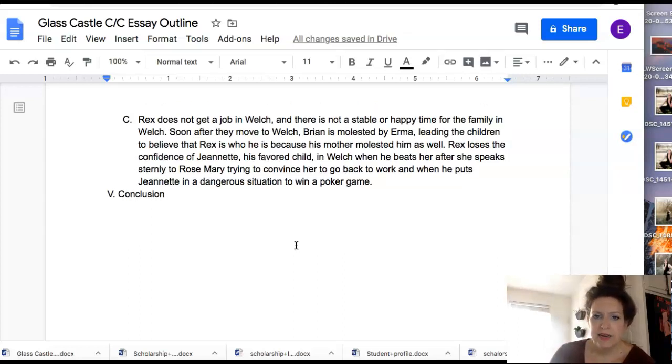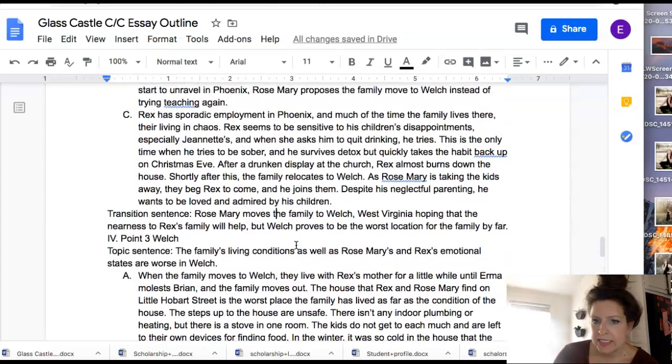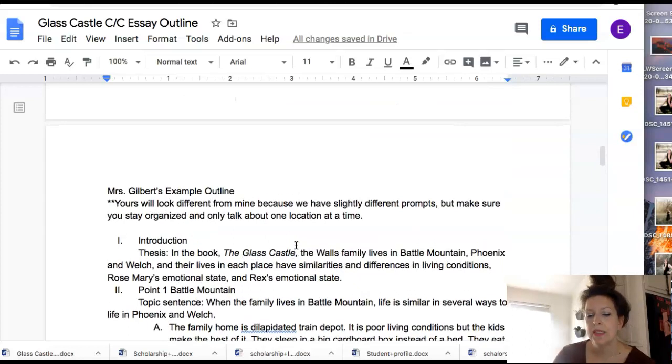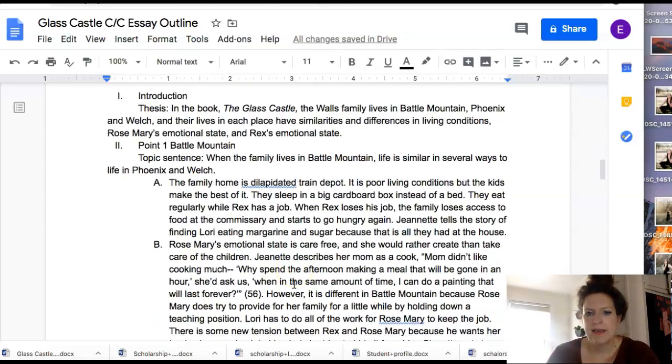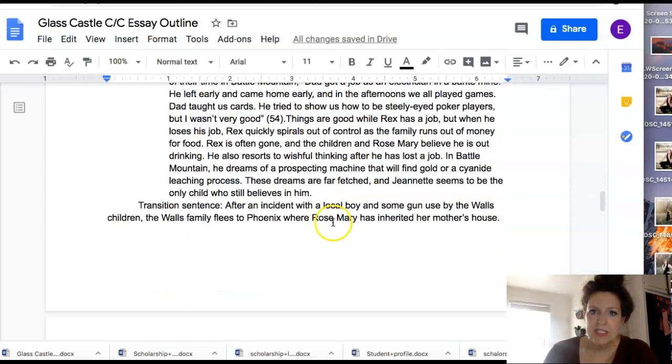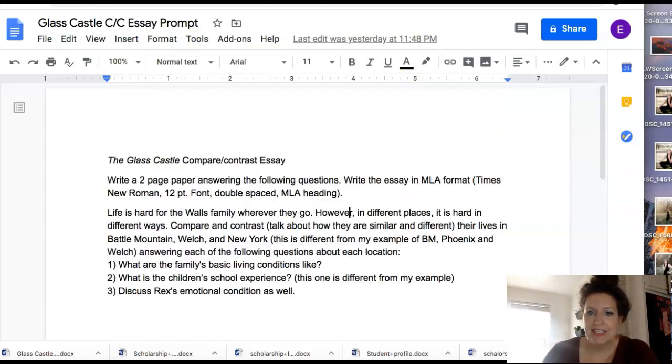So you can see there how you'll use examples from the text. If you do use examples from the text, you'll need to include a works cited page. But you can see that those examples, her own words, can make things more powerful in the way that you're describing them. So that is our Glass Castle essay, and as you're working on it this week, let me know if you have any questions. You will submit the completed essay by next week and turn it in.